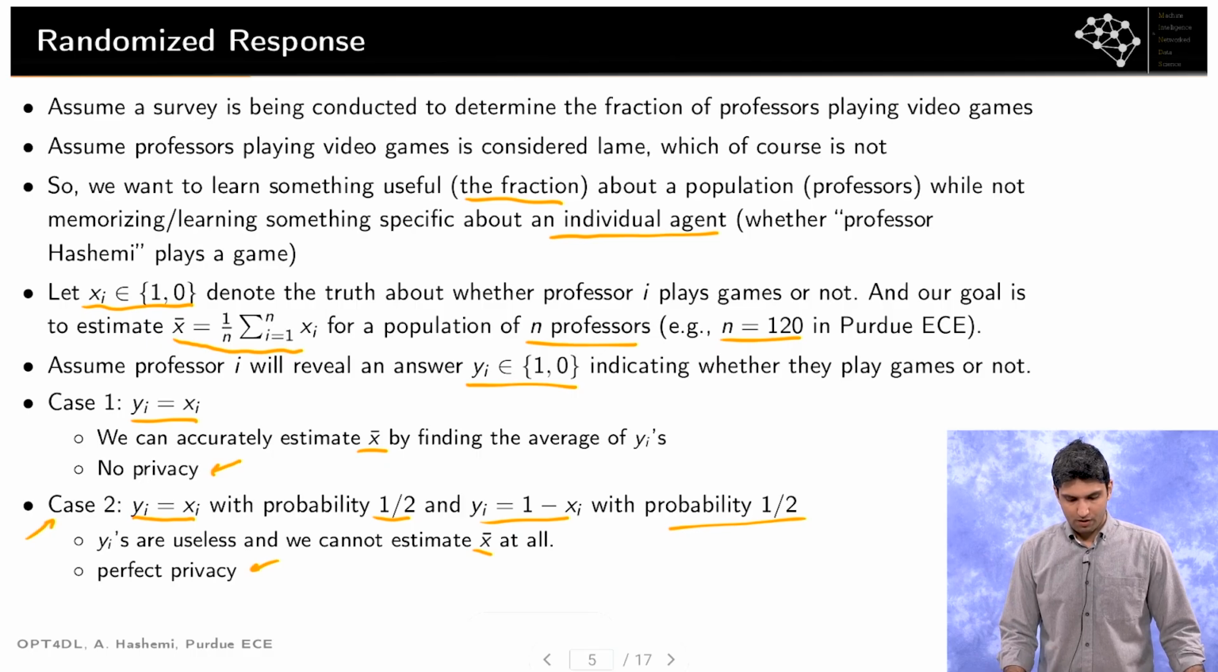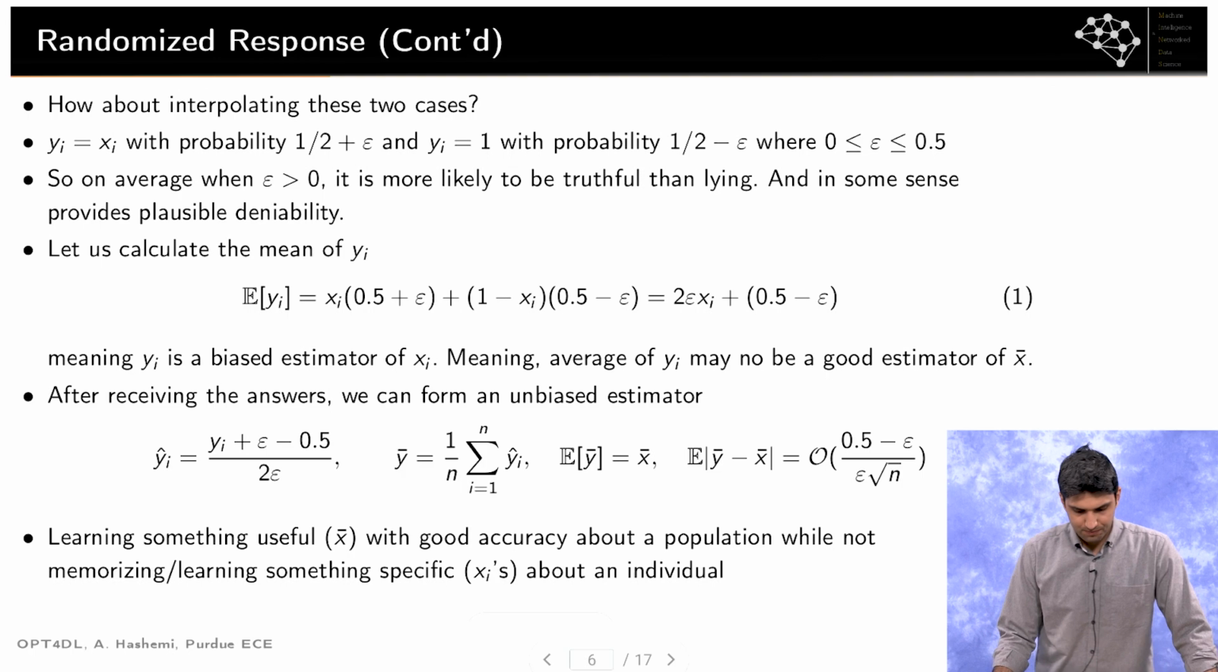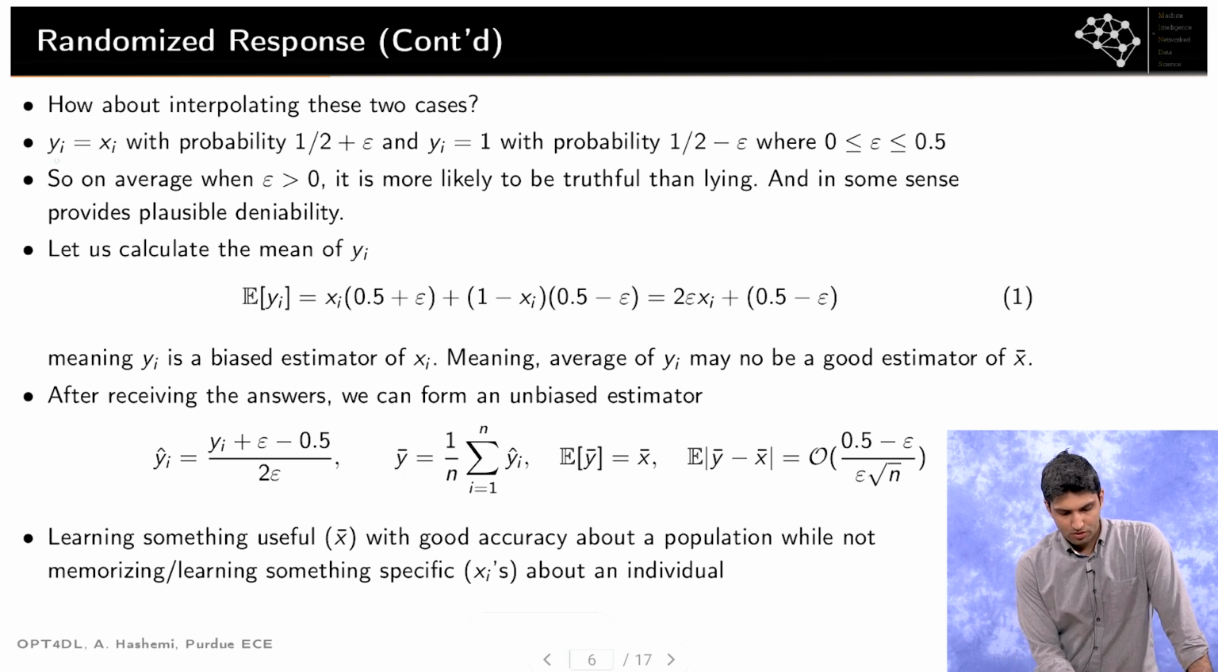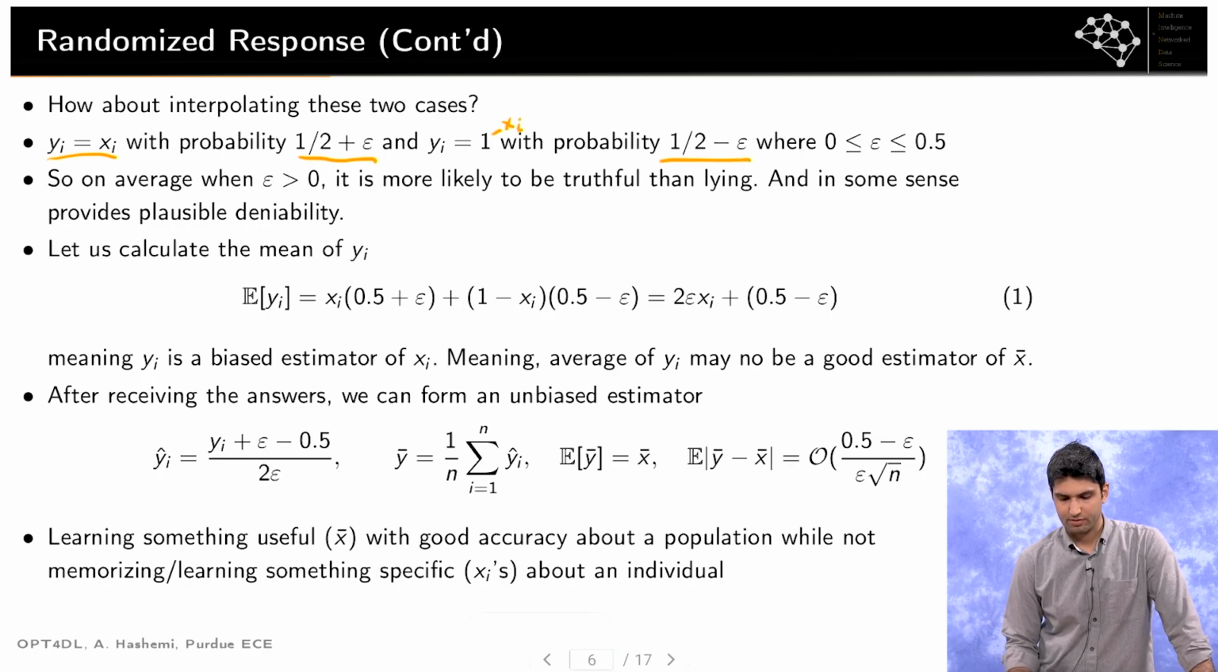So a natural thing that comes to mind is to interpolate these two cases. Okay, and this is indeed what we want to do. So let's interpolate these two cases. Basically, let's say that you're going to respond truthfully, xi, with probability half plus some epsilon, and you're going to basically lie, so 1 minus xi, with probability half minus epsilon, where epsilon here is some parameter which is between 0 and half.